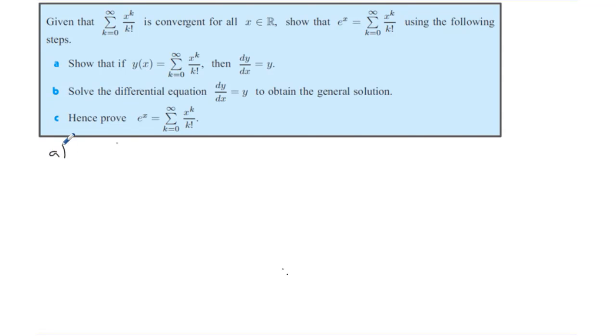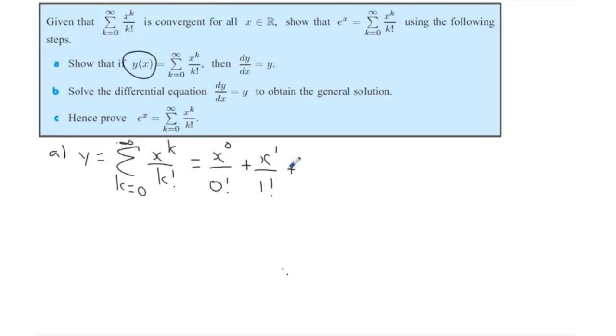Okay, so for part A, we're told that y of x, so y equals the sum from k equals 0 to infinity of x to the k over k factorial. So that is going to be x to the 0 over 0 factorial, plus x to the 1 over 1 factorial, plus x to the 2 over 2 factorial, plus x cubed over 3 factorial, and so on, all the way up to x to the n over n factorial.